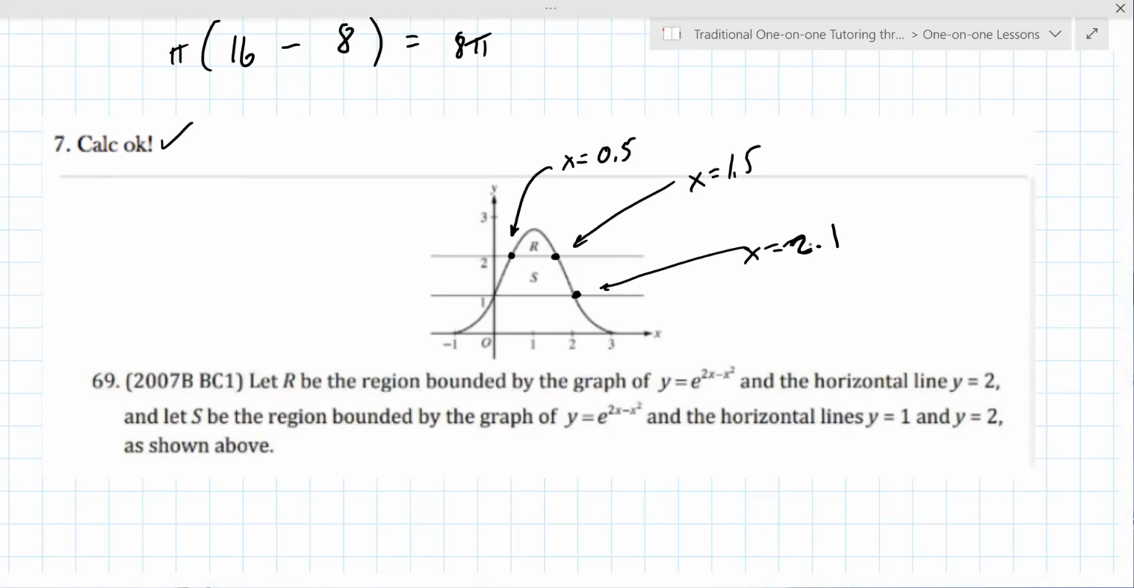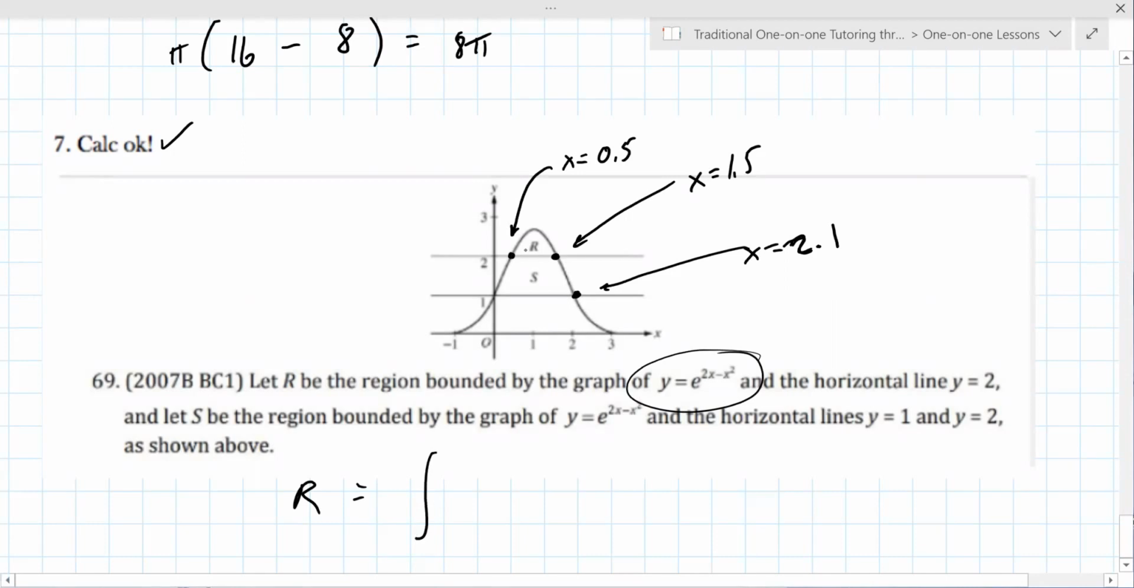The one thing that's interesting about this question is that they just give you this, and they say R is this top part. Okay, great. So if you want to find the area of R, which I think you do, it says find the area of R. So R is the integral from these two x values, which you would have to find by going to your calculator, graphing, and finding the intersection points, but I'm just arbitrarily choosing those two. And it's still top minus bottom. So it's e to the 2x minus x squared, minus the bottom, which is this y equals 2.